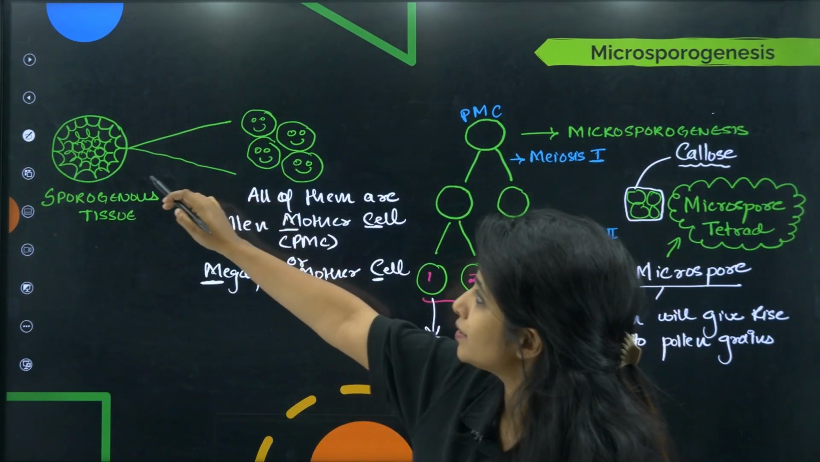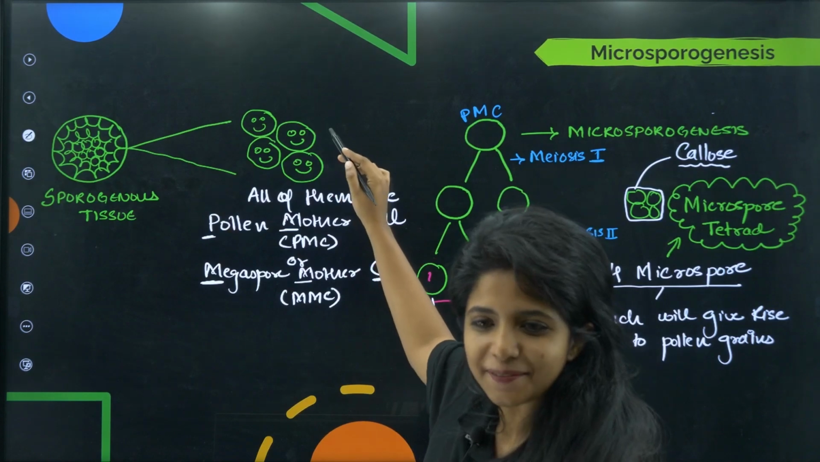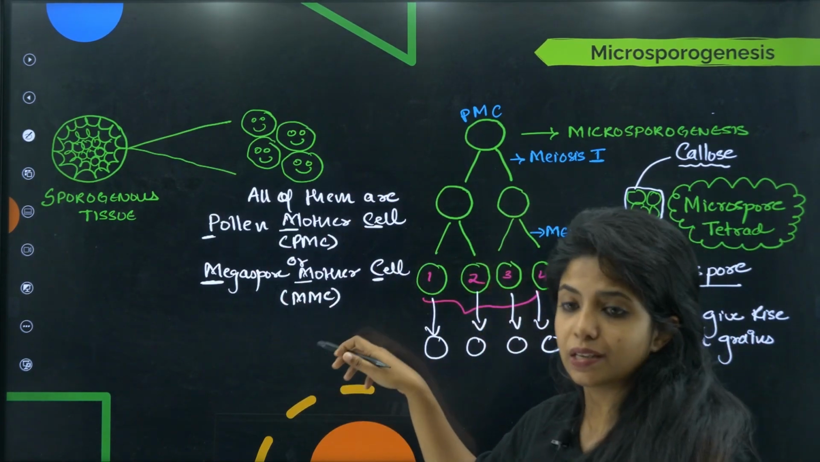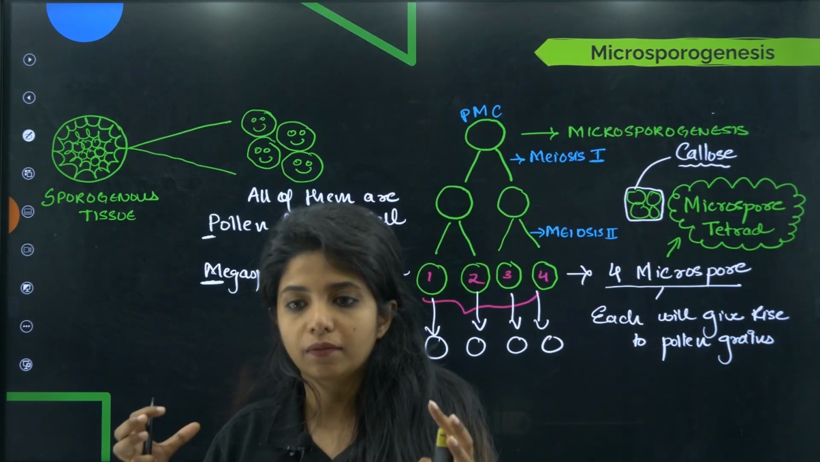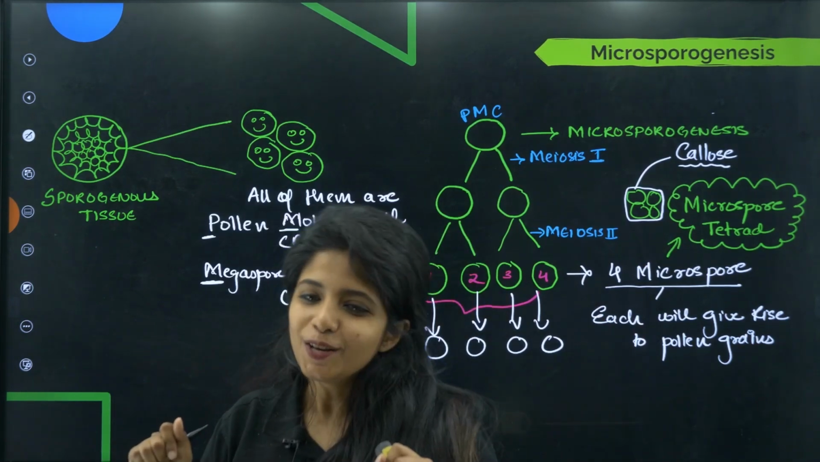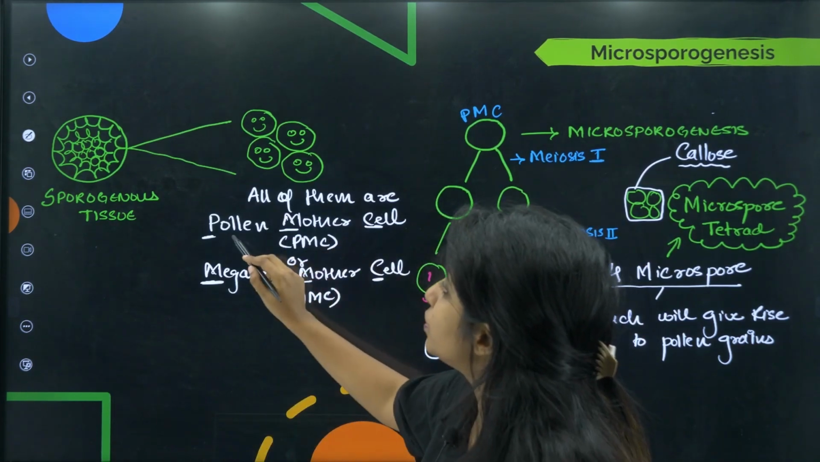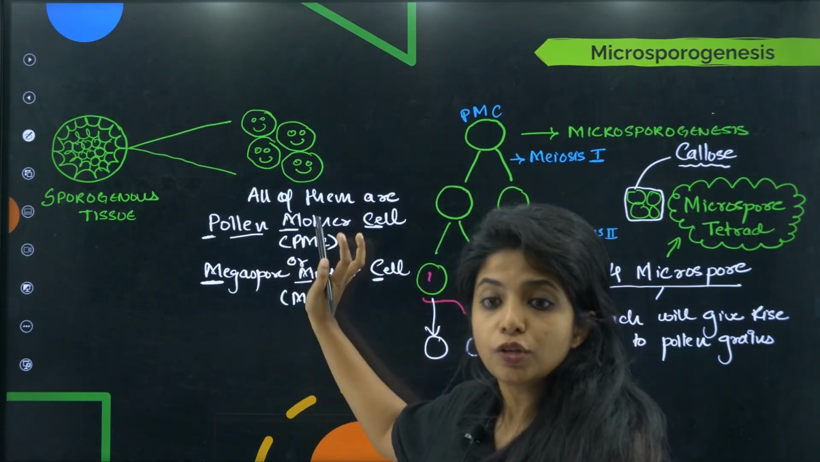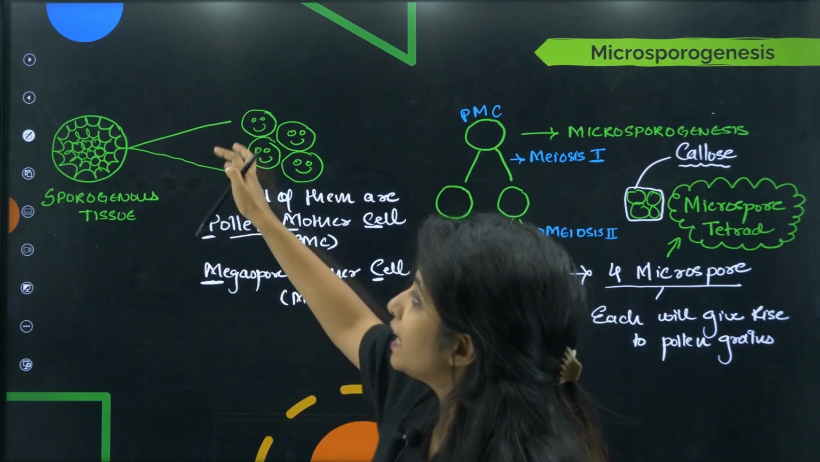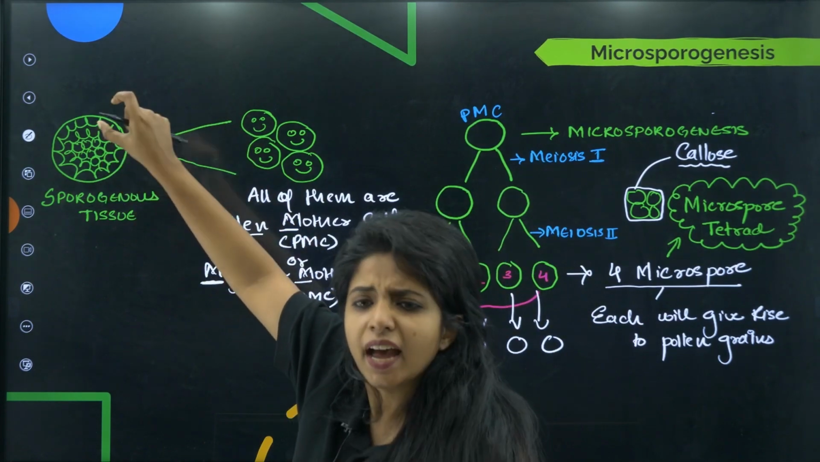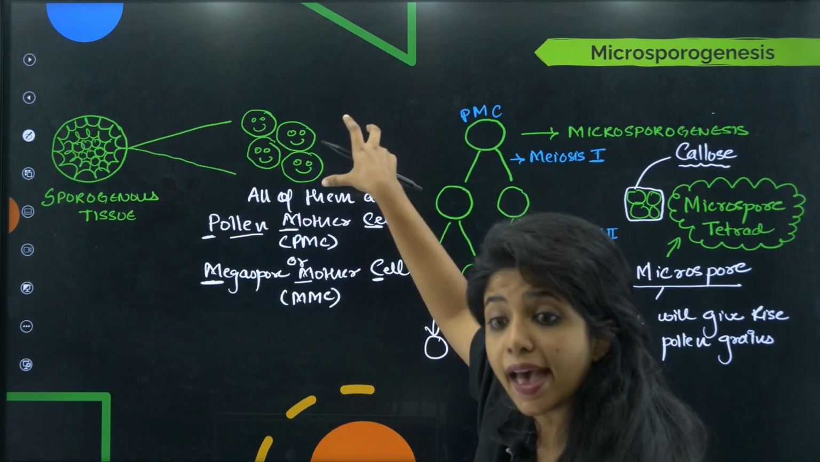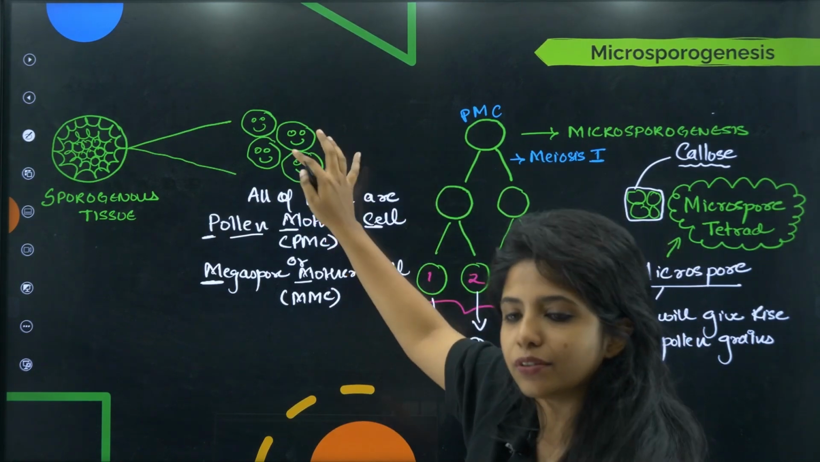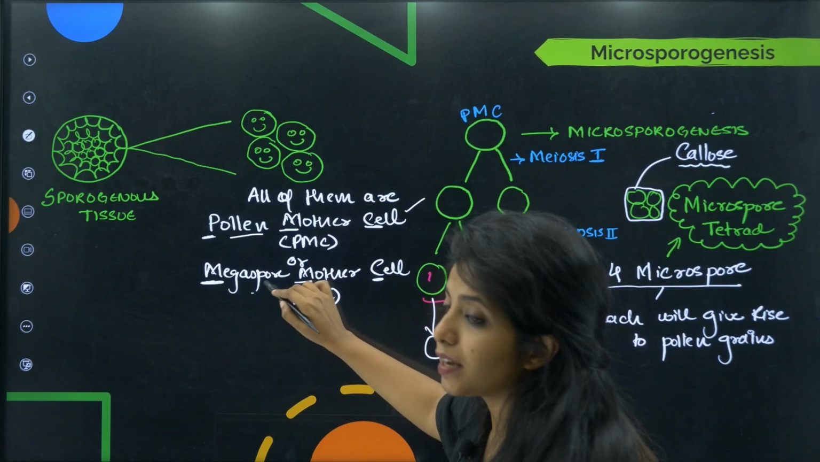Over here, all the cells that you see, they're all smiling. All of them are known as pollen mother cell, or you call it megaspore mother cell. When do you call someone mother? When they are going to give birth, right? So over here also they are going to give birth to pollen, or I can say they are going to give birth to megaspore. So the microsporangium has sporogenous tissue on the inside, and each cell of the sporogenous tissue has the capacity to become a mother. It's the pollen mother cell, or you call it megaspore mother cell.